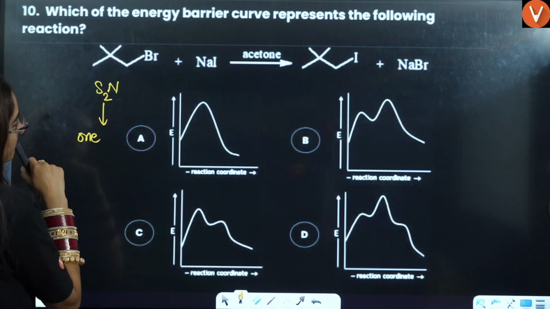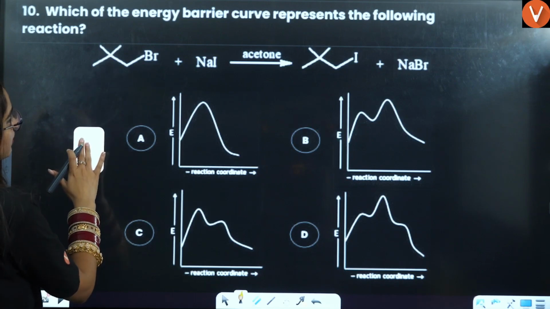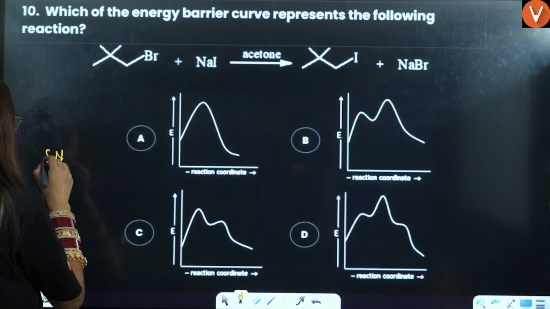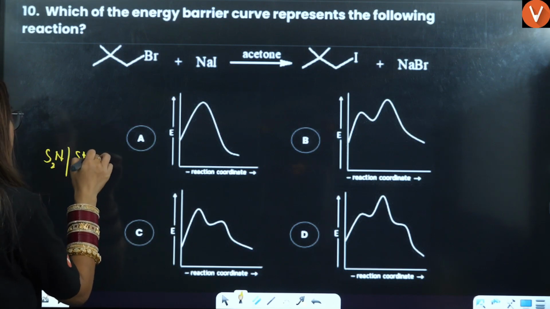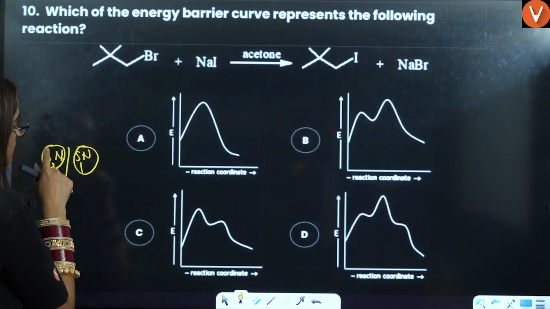Okay. Wait a minute. SN2. Just give me a minute. SN1, SN2, Swords reaction.